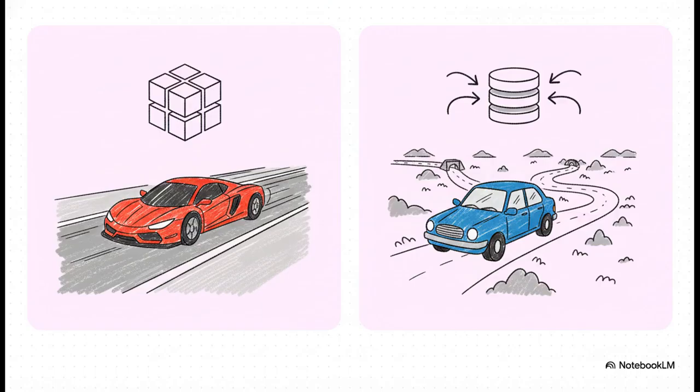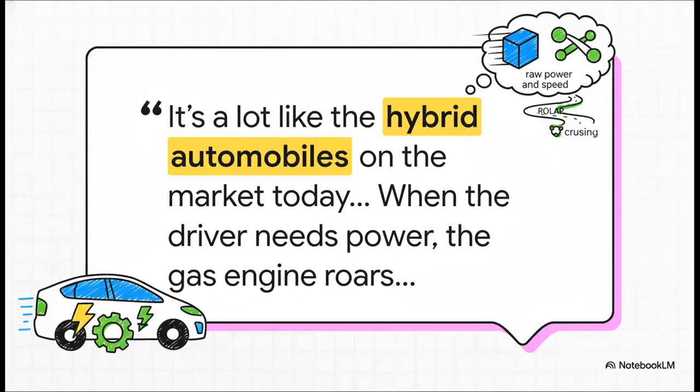MOLAP is like the sports car. It uses a specialized data cube, and it's built for pure, blazing speed. ROLAP, on the other hand, is more like a reliable sedan. It uses standard databases, so it's more flexible and needs less prep work. Totally different tools for different jobs. But what if you want both? What if you want speed and flexibility? Well, that's where HOLAP, or hybrid OLAP, comes into the picture.